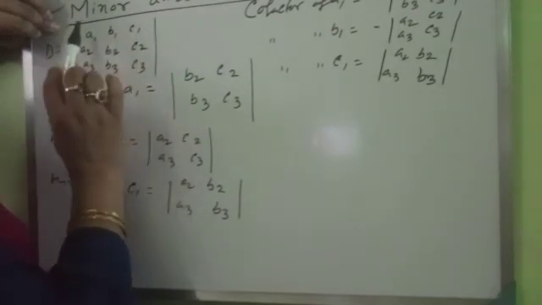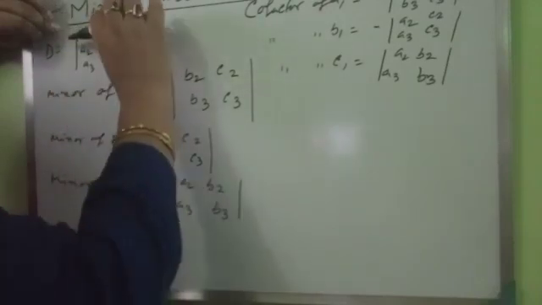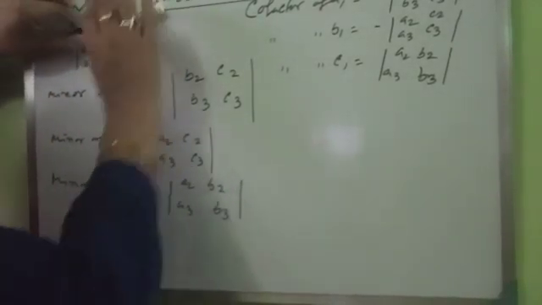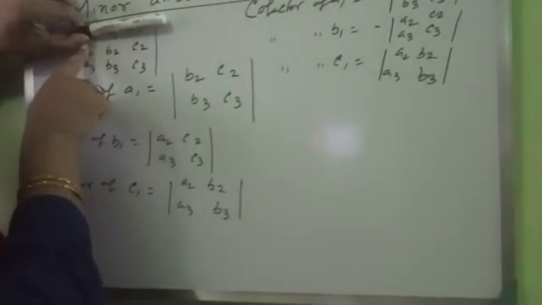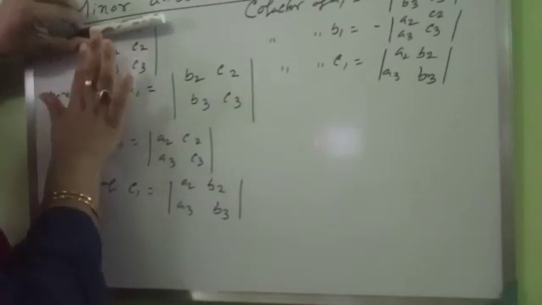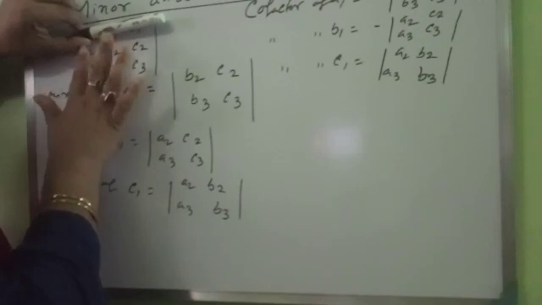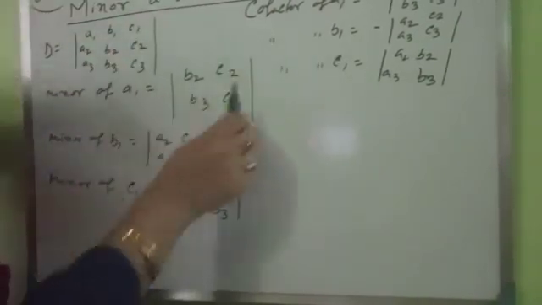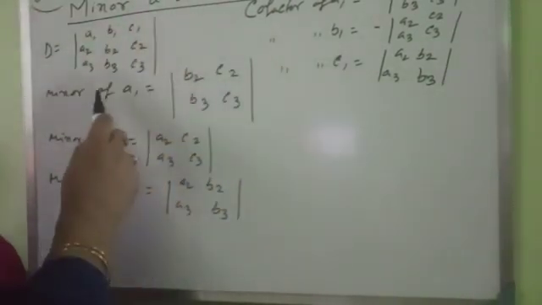So the first row and the first column we have to discard at first. That means these two will be off. Then what will we get? The determinant with the remaining elements is known as the minor of this element. So B2, C2, B3, C3 are the elements remaining, and the determinant formed here is the minor of A1.